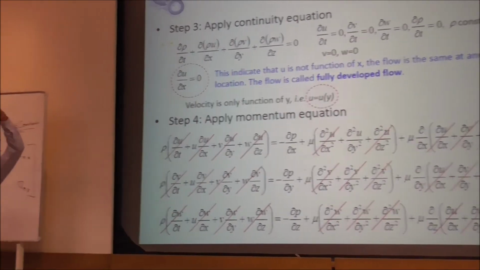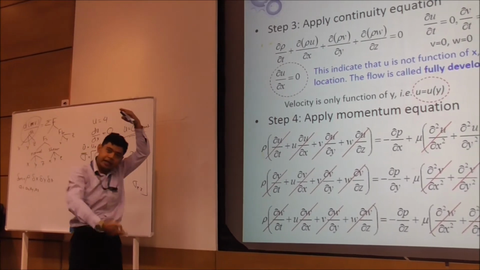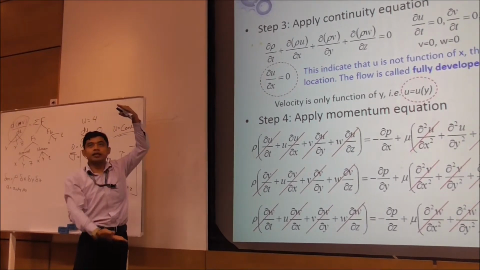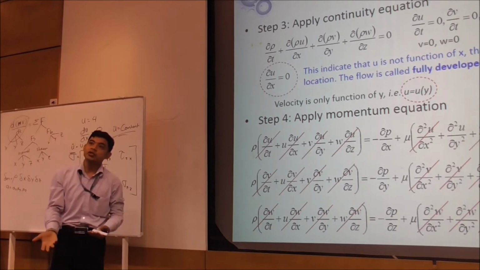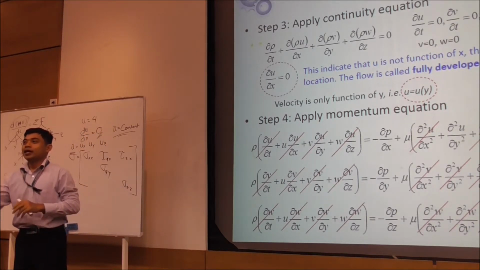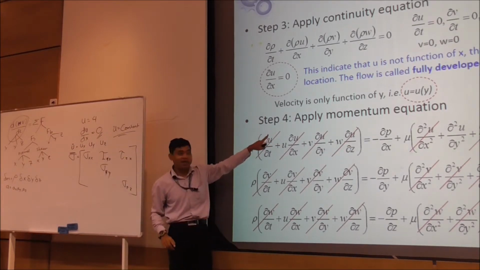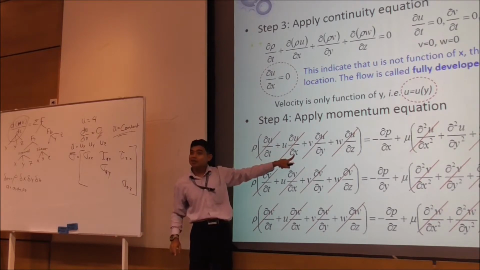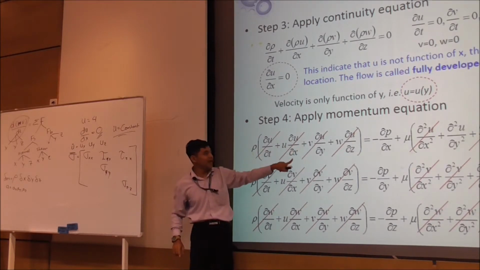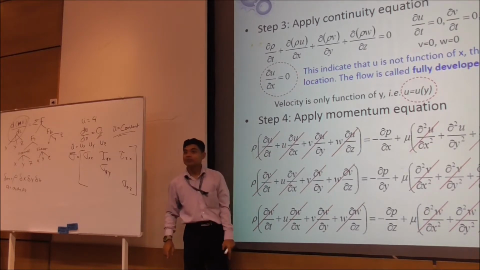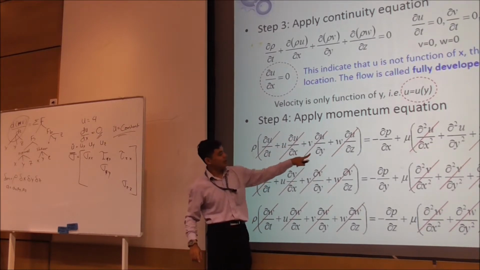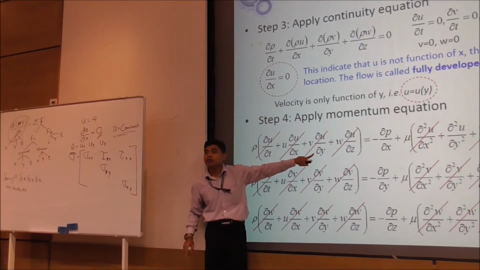Okay? So near the wall, the velocity may be different. In the middle of the space between the plates, the velocity may be different. So it's only a function of y. Now, because we have that, if we apply it to the momentum equation, you know that u is not a function of x. So whenever you have du/dx, it becomes 0. But this one is du/dy. Why does it become 0? Because of v. v is equal to 0.